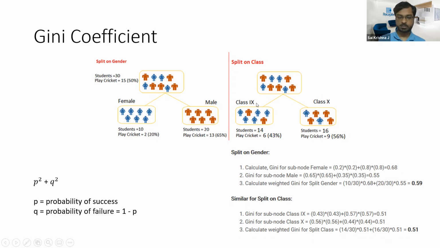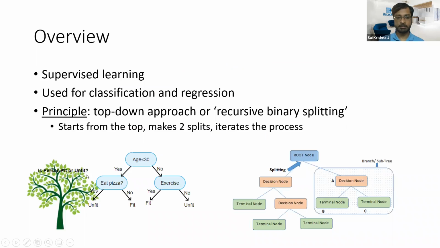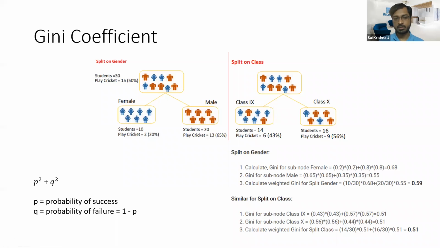And then the other variable that we have, so like in this example, we said eating pizza is one variable and exercising is the other variable, right? So in this situation, the gender is one variable, and then the class in which the students are studying, that is another variable. So let's say 14 students are in class 9, 16 students are in class 10. And out of these 14, 6 of them play cricket, and out of 16, 9 of them play cricket.